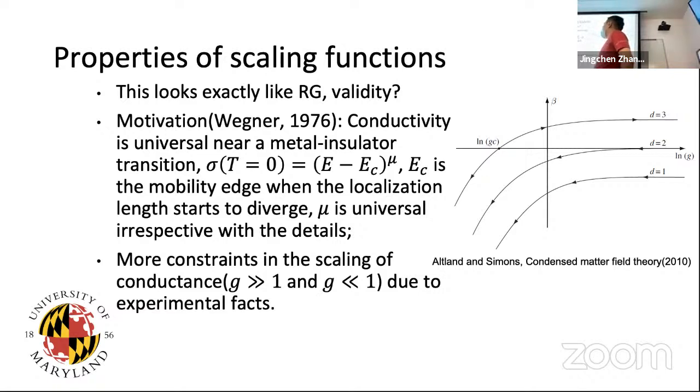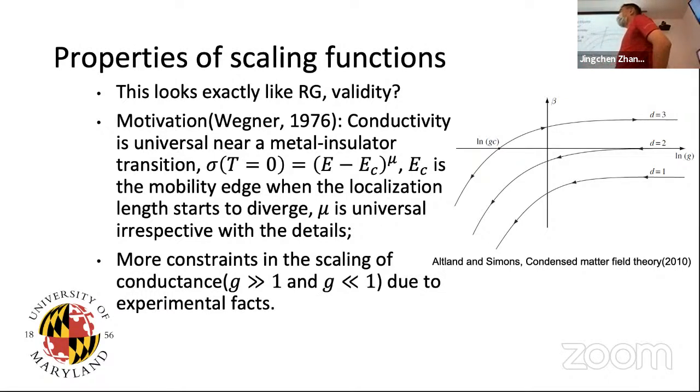There's actually some physical evidence and some physical motivations, and that first came up by Wagner in 1976, based on some experimental results. The conductivity is universal when we have very low temperatures near a metal insulator transition, and the conductivity is power law suppressed to some universal exponent mu. So EC is the value of the mobility edge that we described in the previous few slides. So Wagner, just from this observation, came up with some perturbation theory using the language of RG.